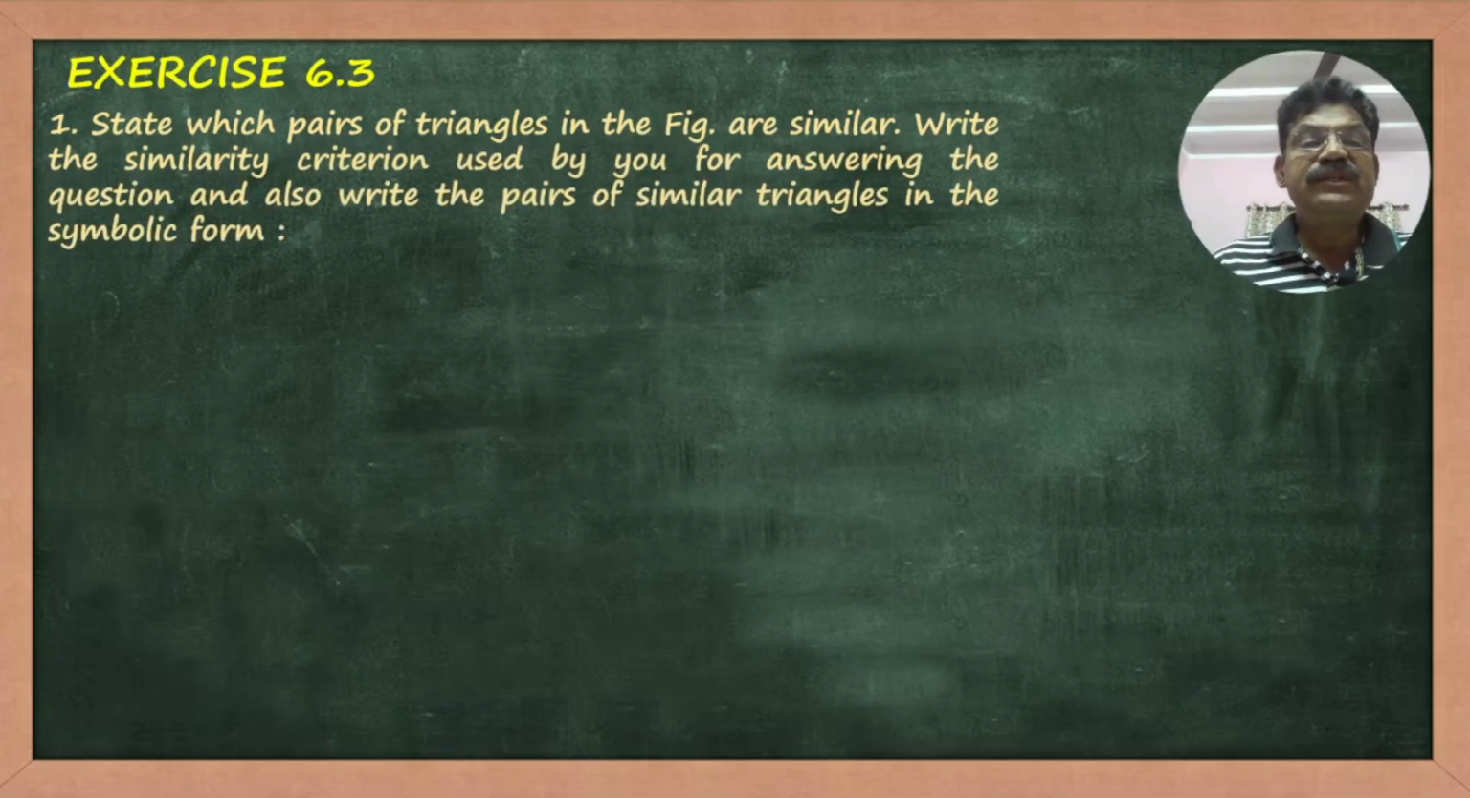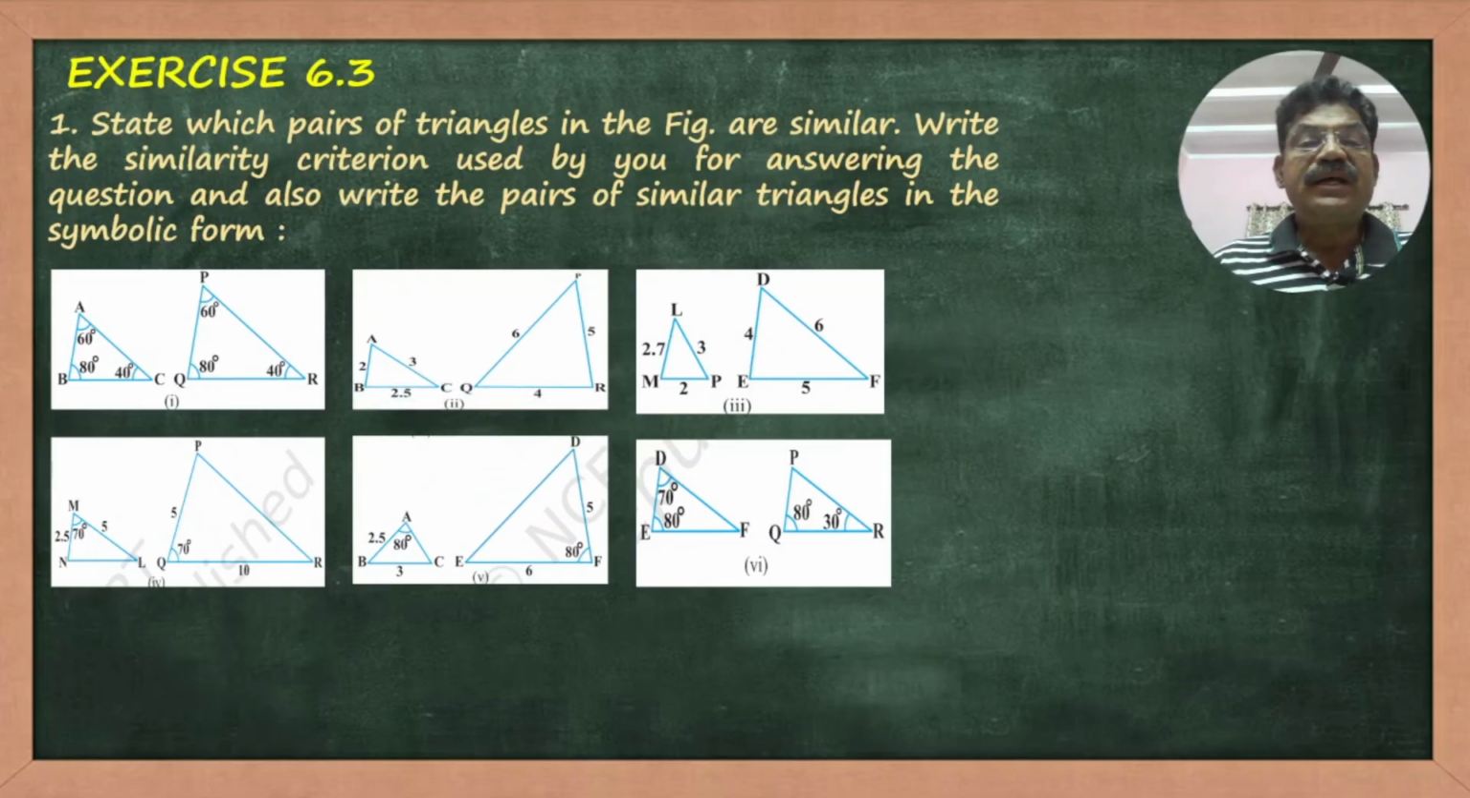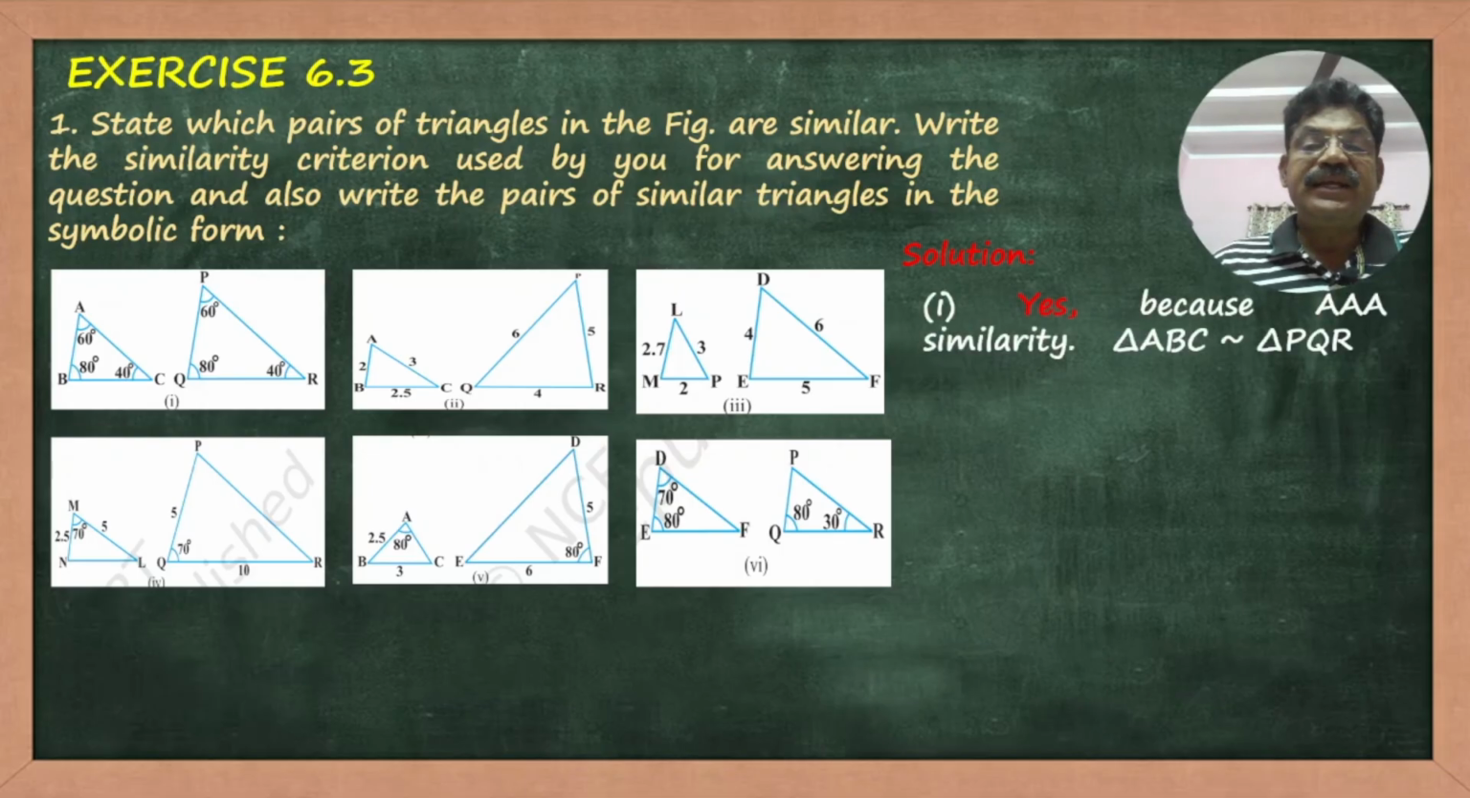The first problem: state which pairs of triangles in the figure are similar. Write the similarity criterion used by you for answering the question and also write the pairs of similar triangles in symbolic form. Look at the first figure, triangle ABC and triangle PQR. All the 3 angles are given. A is 60 degrees, B is 80 degrees, C is 40 degrees. Here P is 60 degrees, Q is 80 degrees, R is 40 degrees. Therefore, it is very simple to say yes, because of AAA similarity. All the corresponding angles are equal. Therefore, triangle ABC is similar to triangle PQR. You have to note the order: ABC, PQR.